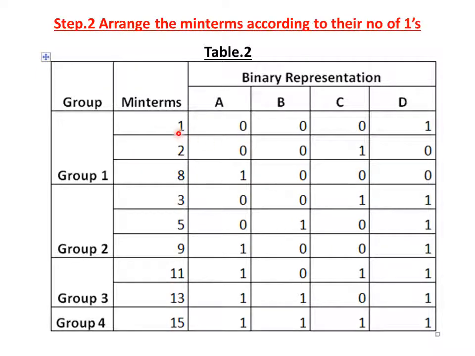So the group 1 min terms are 1, 2, 4, 8. We are grouping according to the number of ones. Here single ones are there. And group 2 we are arranging according to 2 number of ones, so 3, 5 and 9 are present. And group 3 has three ones present. And group 4 has four ones present.